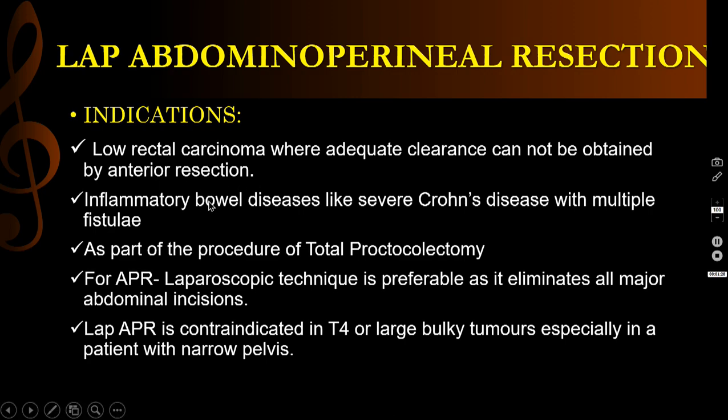Number two, inflammatory bowel diseases like very severe Crohn's disease with multiple fistulae. Number three, as part of the procedure of total proctocolectomy. Number four, for APR, laparoscopic technique is preferable as it eliminates all major abdominal incisions. And then the lap APR is contraindicated if the tumor is bulky, that is T4 tumor, or if the patient is having a very narrow pelvis.